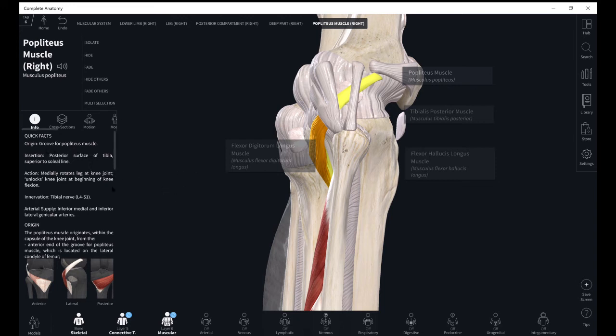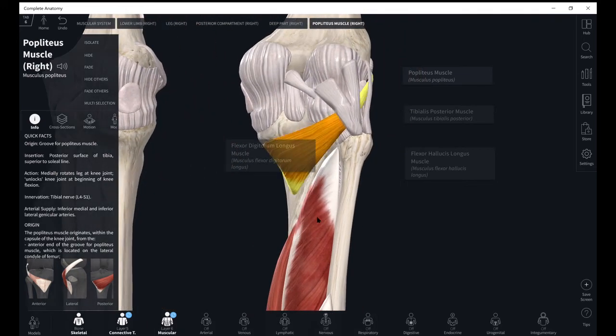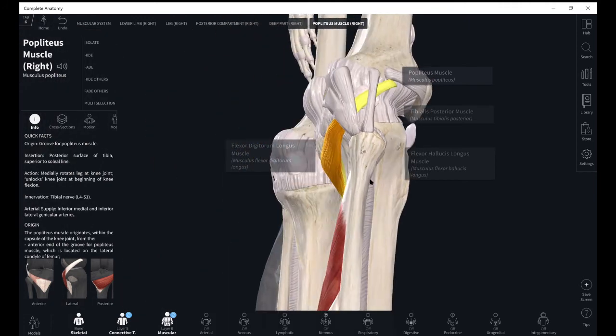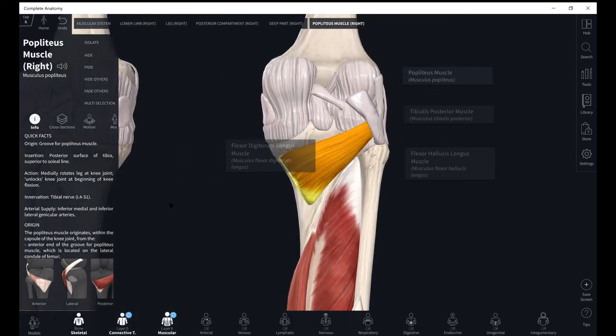So let me do that backwards. The origin is the groove for the popliteus muscle laterally, and then it takes an inferior and medial course to insert in the posterior surface of the tibia, superior to the soleal line. So always consider origin is the broader piece, but technically origin, insertion. Its action, it internally rotates the leg at the knee joint. It unlocks the knee joint at the beginning of knee flexion. It's innervated by the tibial nerve, L4, L5, and S1.